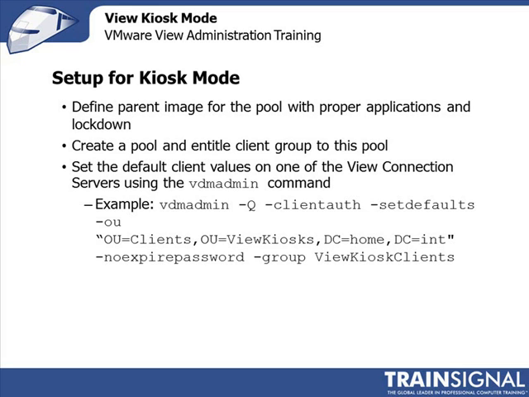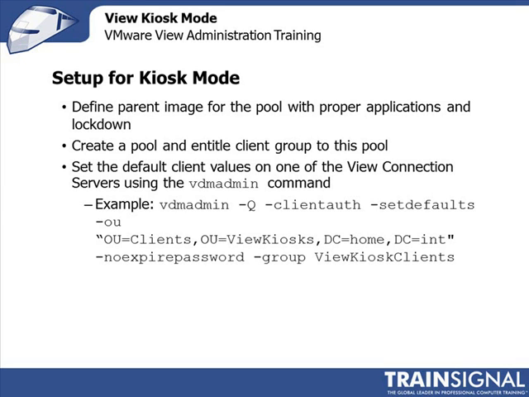We'll start with the -Q flag, which tells vdmadmin that we're going to be configuring client access for kiosk mode. We'll then use the -clientauth flag to let vdmadmin know that we want to set up the client authentication specifically. We'll then use the -setdefaults command to let it know we're going to set the defaults for all the client accounts that we create.